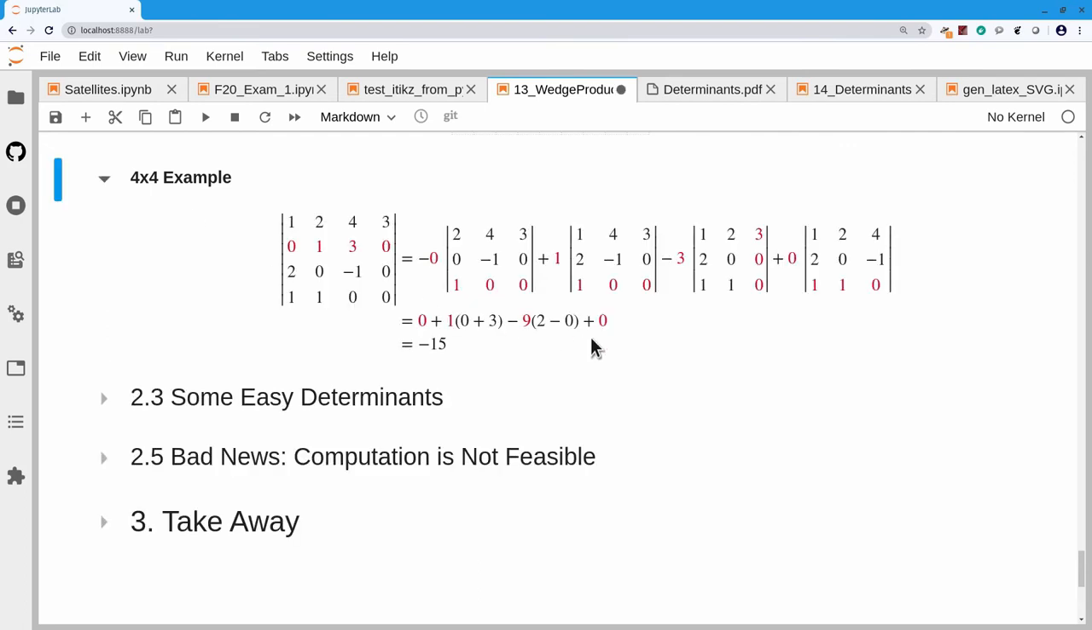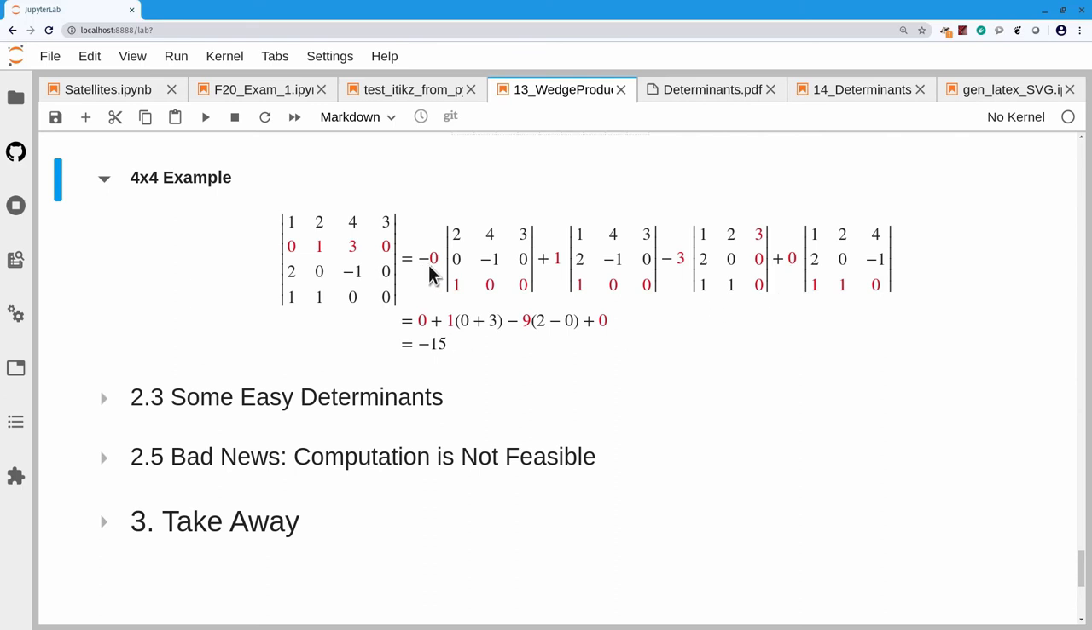A 4x4 example of how such an expansion might go is that I'm going to pull rows and columns that I like out of my matrix. So here's my 4x4 matrix, and let's say I like the second row for some reason. It's got two zeros in it, and therefore that will simplify my computation. The sign pattern is plus minus. So 0 has a minus sign, 1 has a plus sign, 3 a minus sign, 0 a plus sign. So it's minus 0, plus 1, minus 3, plus 0.